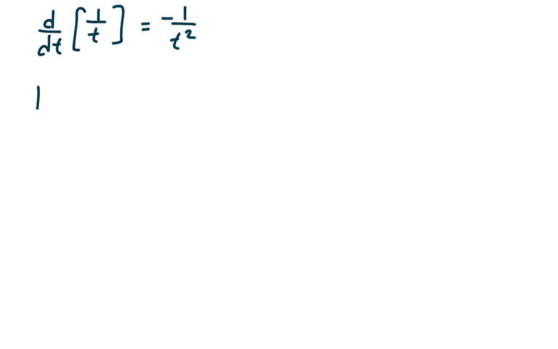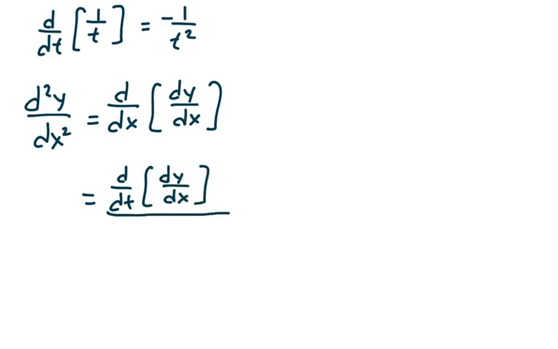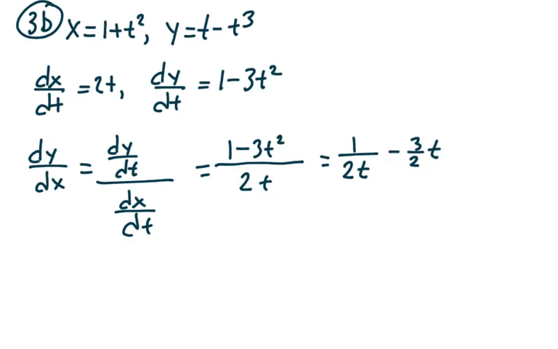From here, the second derivative of y with respect to x is the derivative with respect to x of dy/dx. And so we're going to take the derivative of dy/dx with respect to t, and I'm going to divide by dx/dt. Okay, now, dx/dt is 2t. So second derivative of y with respect to x. In the denominator, I get 2t. In the numerator, right, I'm going to differentiate this guy with respect to t.